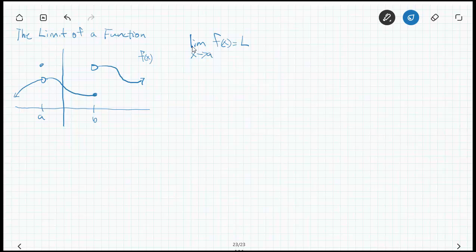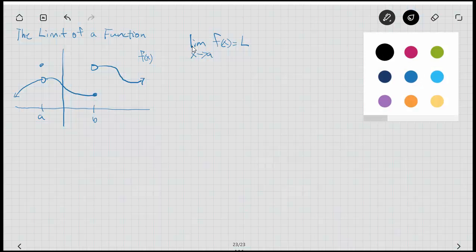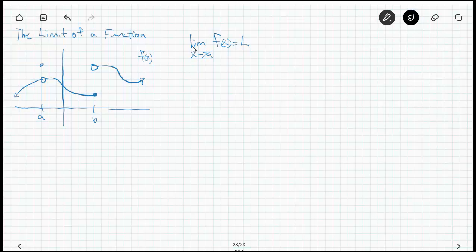Limit as x approaches a of f of x equals L. Some people will say the limit of f of x as x approaches a equals L if the limit exists. All right, so what I'm saying here is it assumes that the limit exists. Okay, now let's take that and let's get some practical experience with this guy. All right, with what I'm talking about.